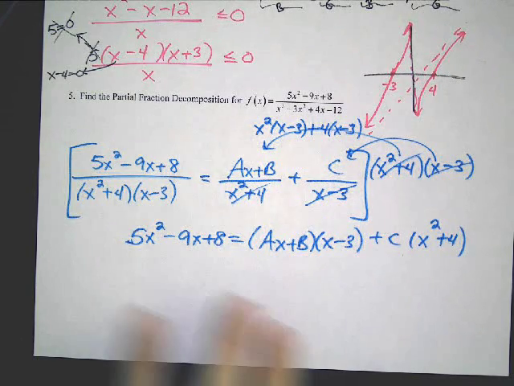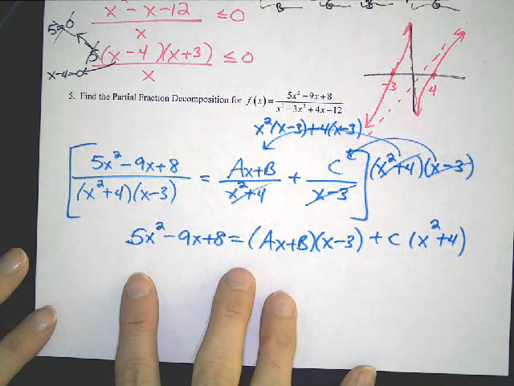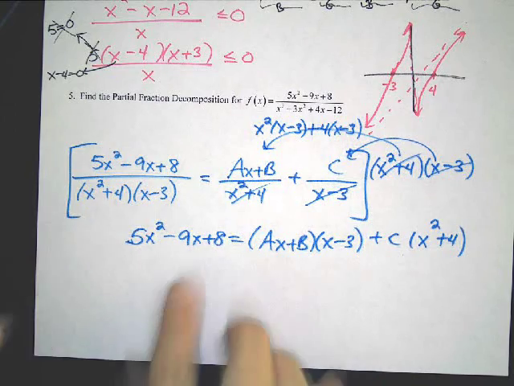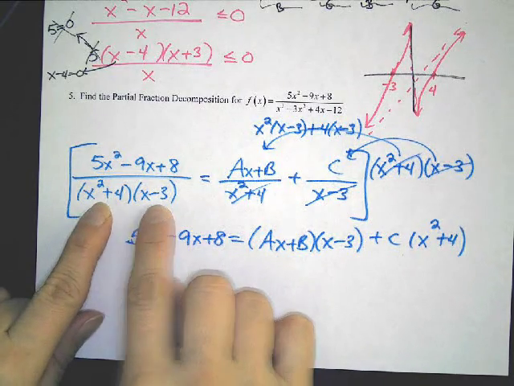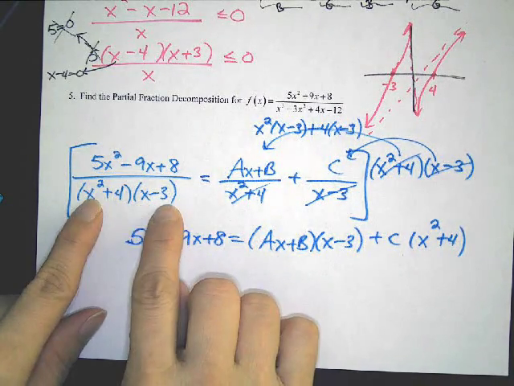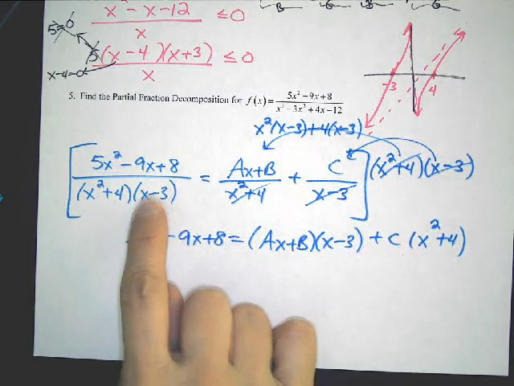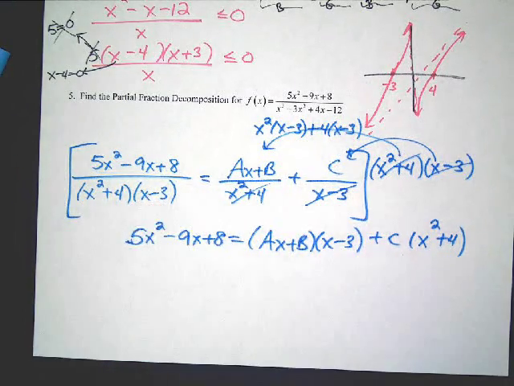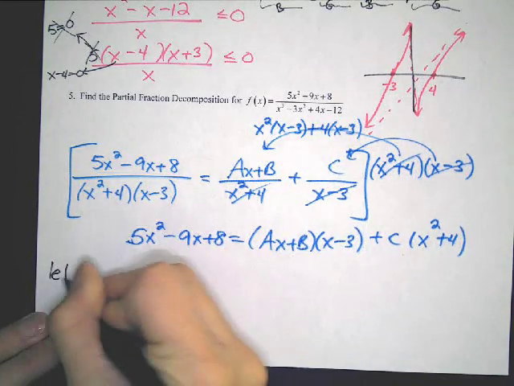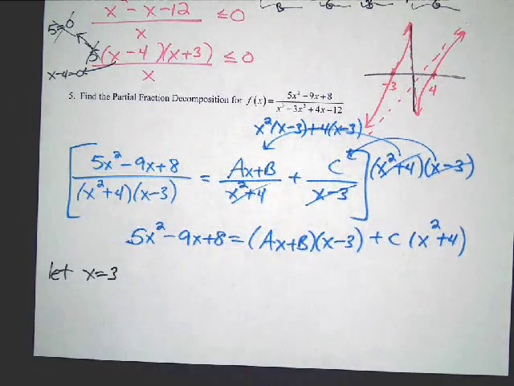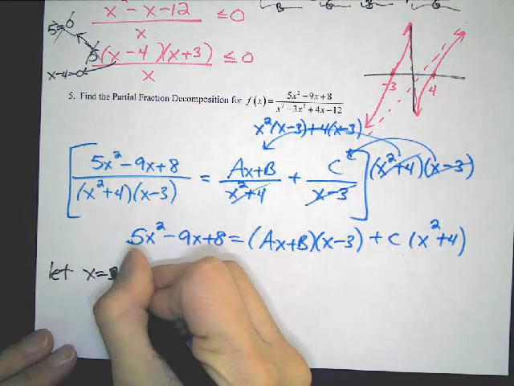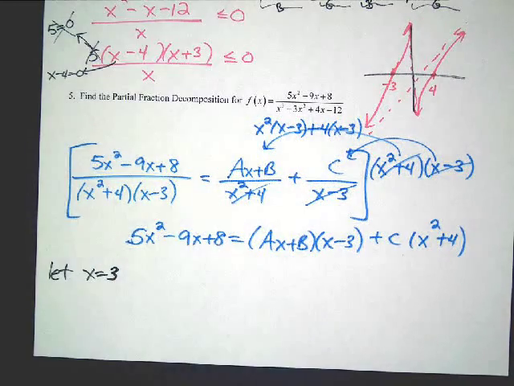Are there any x-intercepts? There's a 3. Okay, so since we have a good x, we have to go with that technique. So we're going to let x equal 3. If it doesn't have a good x, then you have to multiply it out and match it up. All right, left-hand side. 9 times 5 is 45. Minus 9 times 3, 27, plus 8.